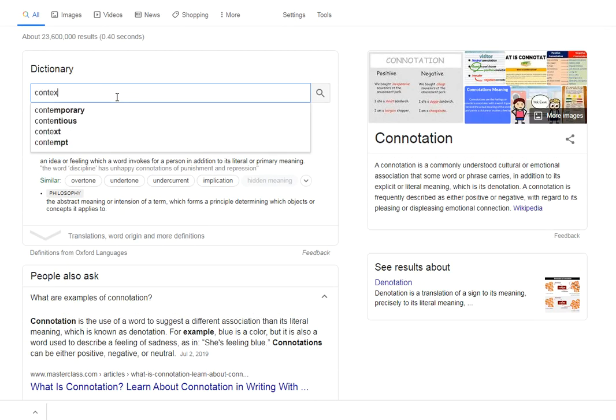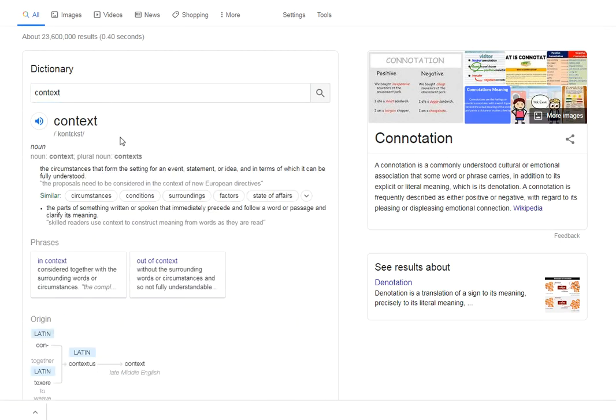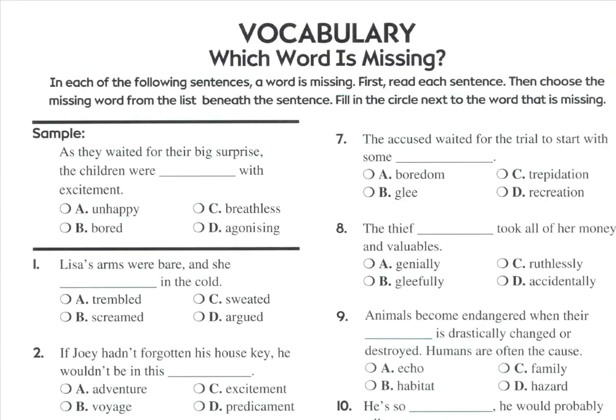All right, now let's look up context. Context, again a noun, the circumstances that form the setting for an event, statement, or idea, and in terms of which it can be fully understood. So this example down here in this sentence: skilled readers use context. It's very important to construct meaning from words as they are read. So the context of words can change dependent on the circumstances that it's being used in. So the very definition of the word can change.